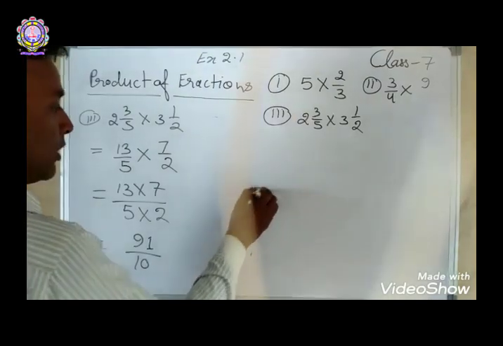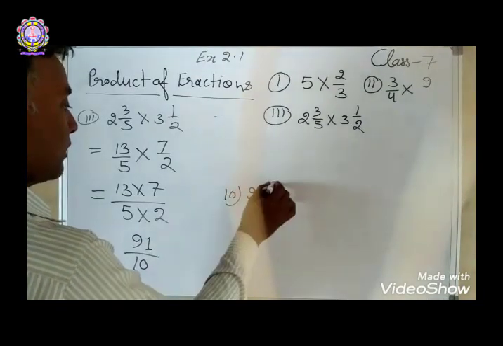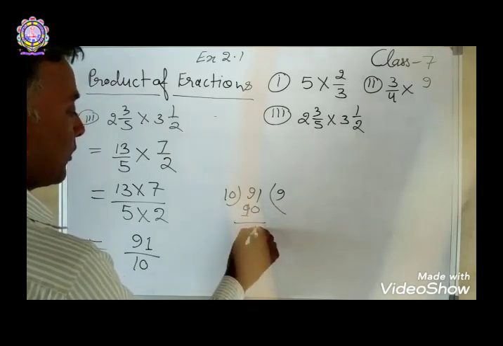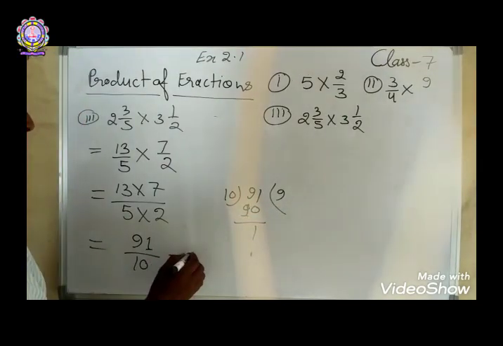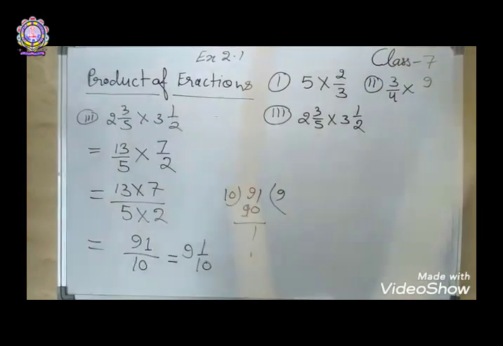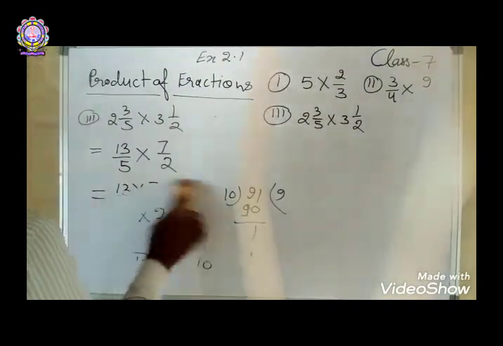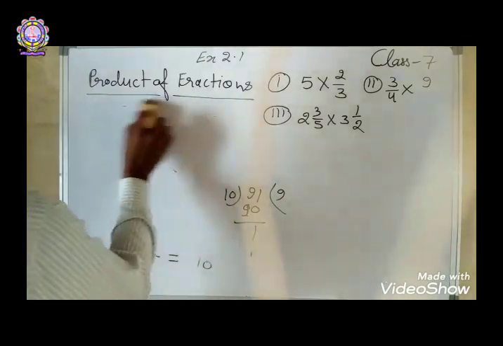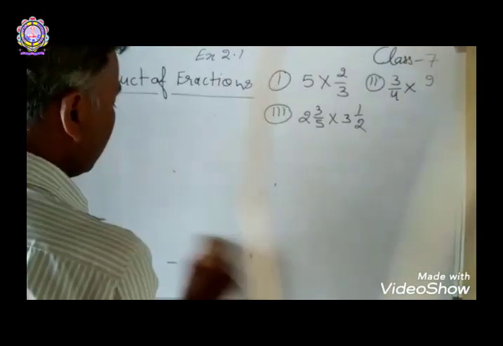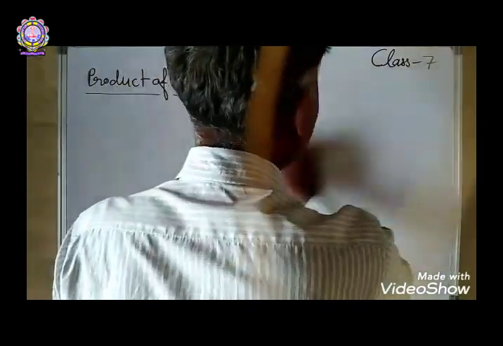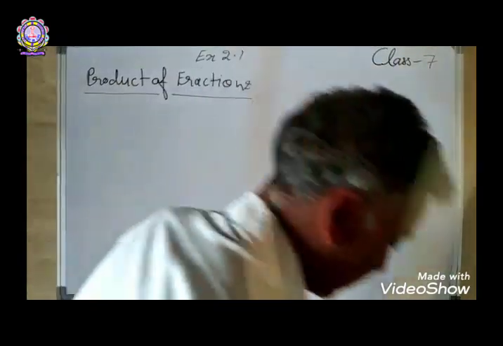And now 91 divided by 10. So 10 9s are 90 and subtract that. So it is equal to 9 whole 1 upon 10. That is your answer. So this is how to multiply the given fractions, and multiply and the simplification of the fraction.